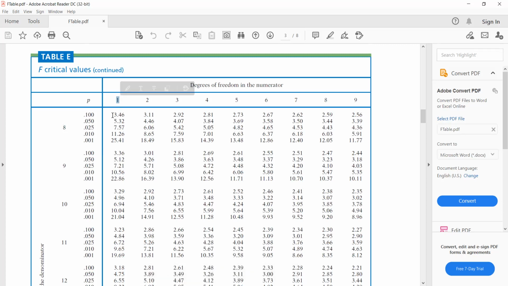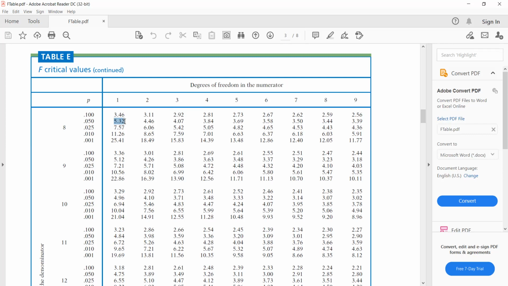So we have several values. In this test, we are taking alpha as 0.05, so we can read the value associated with 0.05. From the table, we have 5.32 as the table F value. The numerator's degrees of freedom is 1 and the denominator's degrees of freedom is 8, so at the intersection point, you can read the table value, that is 5.32.